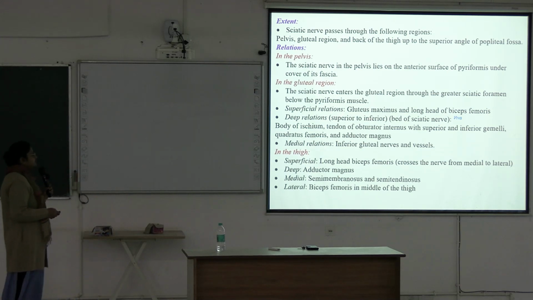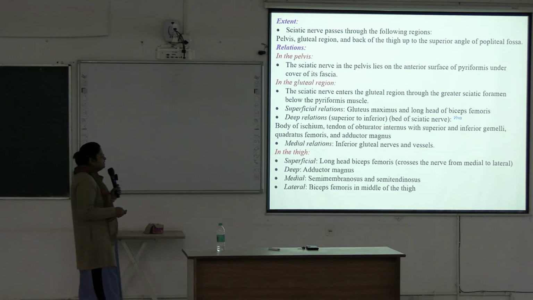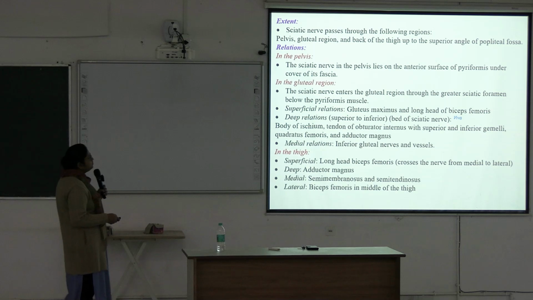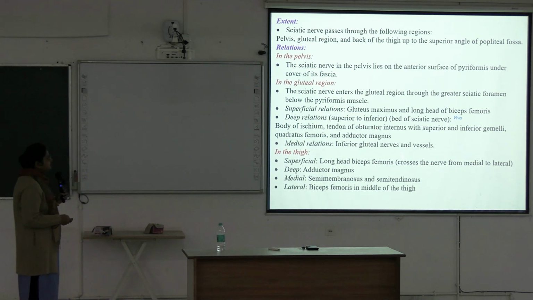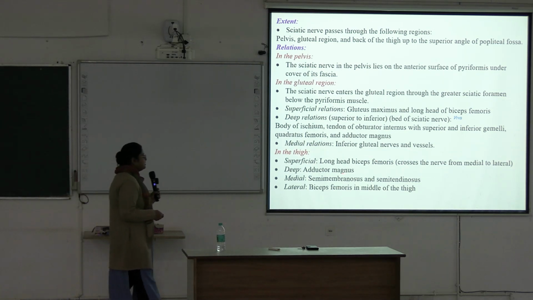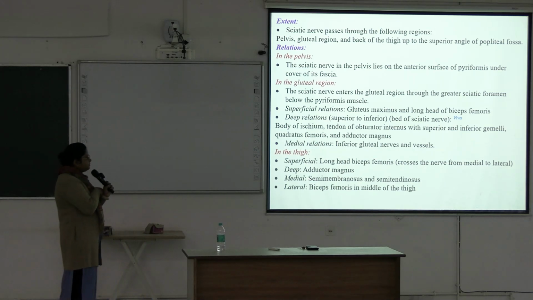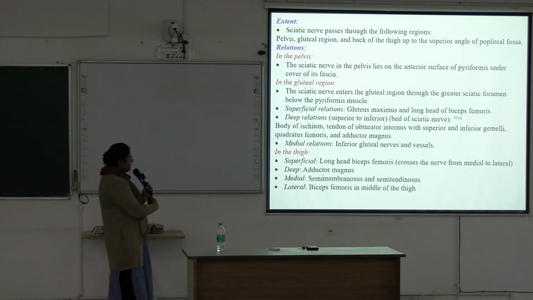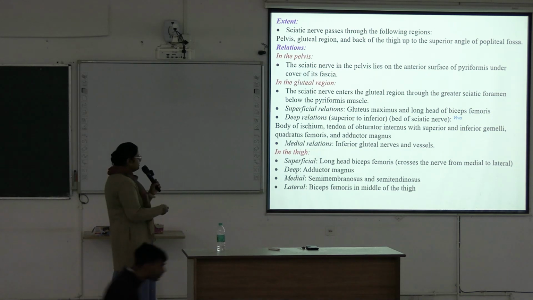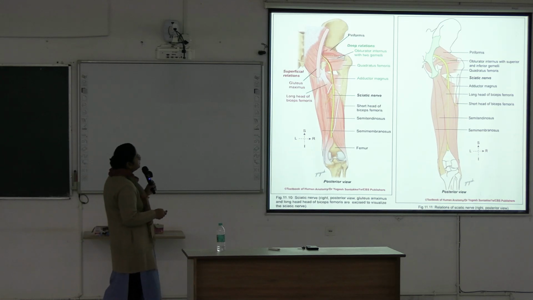Superficial relations are gluteus maximus and long head of biceps femoris. Deep relations from superior to inferior: the bed of the sciatic nerve is formed by body of ischium, tendon of obturator internus with superior and inferior gemelli, quadratus femoris, adductor magnus. Medial relations are inferior gluteal nerves and vessels. In the thigh, superficially lies the long head of biceps, deep is adductor magnus, medial are semimembranosus and semitendinosus, and biceps femoris in the middle of the thigh. Okay, so these are the relations. This is the sciatic nerve and its course.